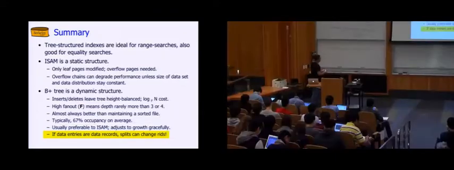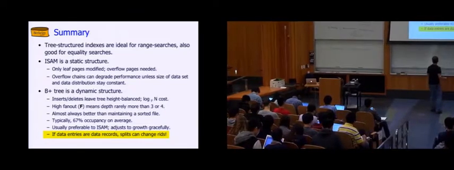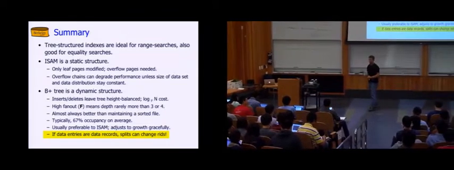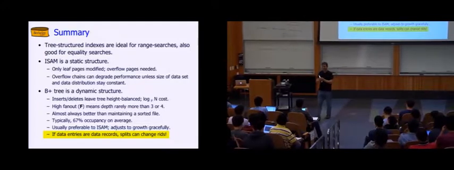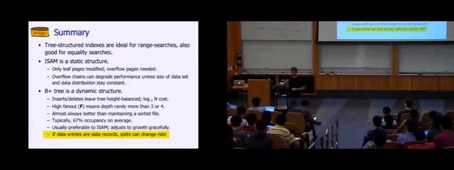Having seen this, what I want to emphasize is this last bullet now. If your data entries are data records, which is to say alternative 1, so your B tree, what happens when you split a leaf page? The tuples move around, which means that their page ID changes, which means that their record ID changes, because record ID is page ID, comma, slot number. So let's remind ourselves of that.